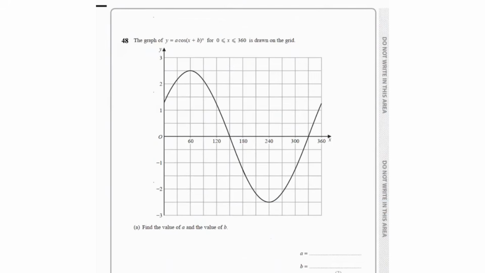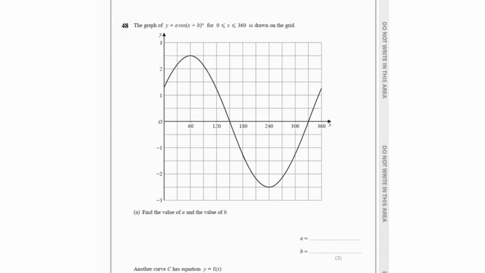Then, transformation of a trigonometric graph. The graph for y equals a times cos x plus b, for x greater than or equal to 0 but less than or equal to 360, is drawn on the grid. Find the values of a and b. For this question, remember what your basic cos graph looks like for y equals cos x. If I roughly draw it, it's like this from 0 to 360. This over here is 180. Maximum value is 1, minimum value is -1.